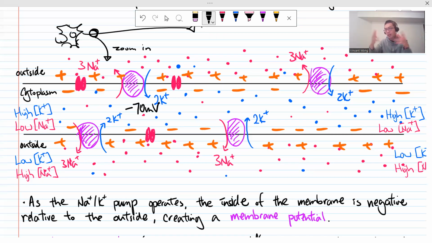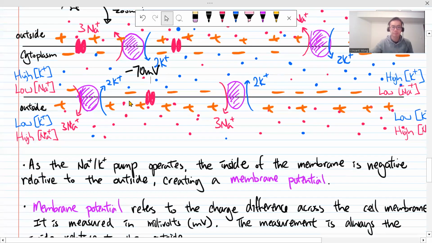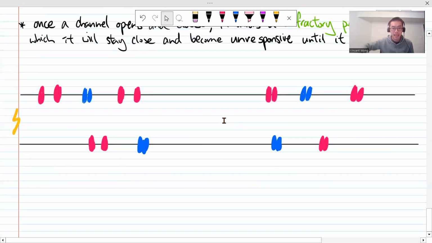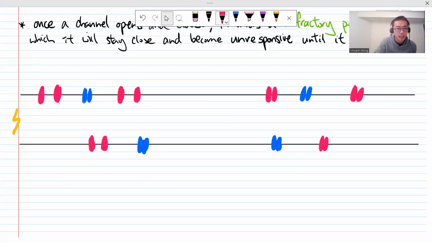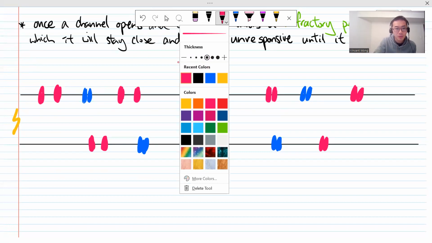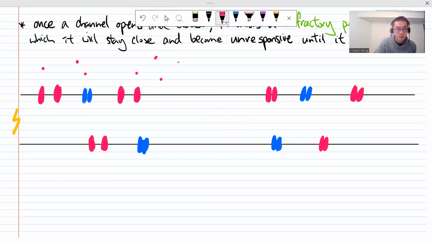These red dots are like people on Black Friday lining up, waiting for the doors to open. They want to go into the store, but they can't because the door's not open yet. It's not the right time. It's not the right voltage. So when it is minus 60, all these sodiums are going to come in. They are going to come in like that.